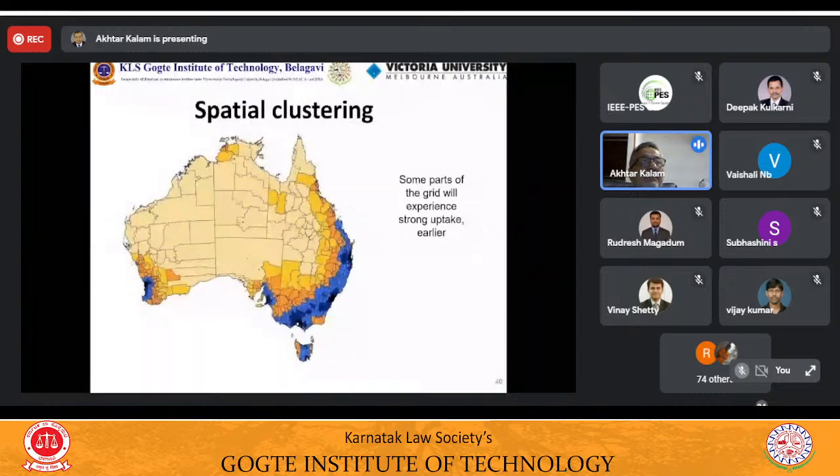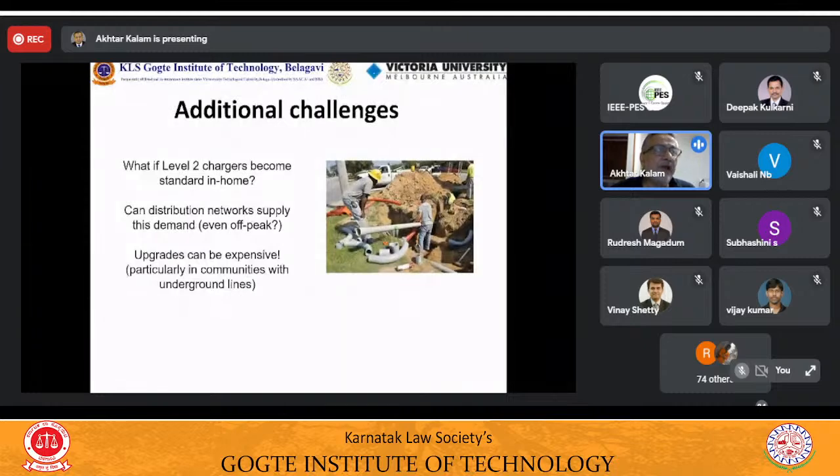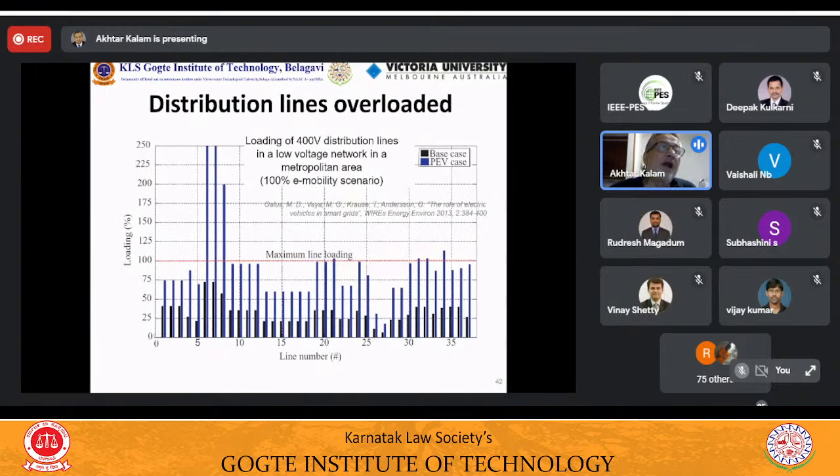The additional challenges I will have are the level two chargers. If I am going to use level two chargers and that becomes a standard at home, what will happen, can the distribution network supply meet the off-peak? And upgrades can be expensive, especially nowadays. Most of our urban lines are underground, and naturally upgrades of that will be very expensive. Now, there will be overload on our distribution line. Look at the overload, depending on how the overload is. This is how much the basic case is with a plug-in electric vehicle. You can see the load becomes 3 times more.